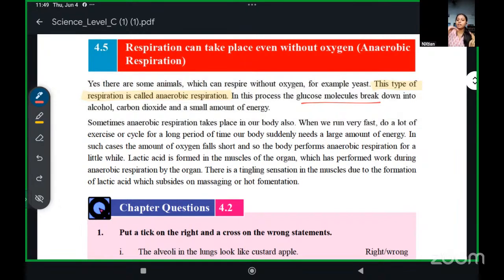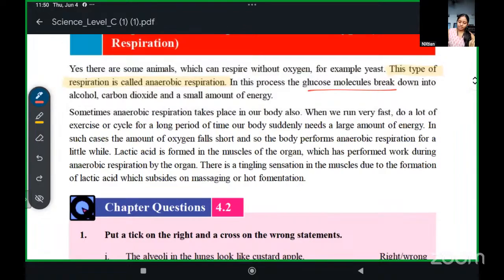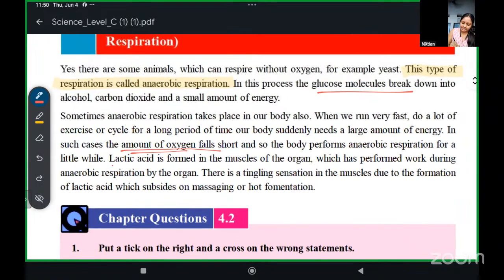So our body tries to breathe rapidly. That is when you feel that your breathing is becoming rapid when you are exercising. So what happens sometimes? The amount of oxygen falls short in our body, because we are unable to get a lot of oxygen when we are doing some major activity. At that time, respiration takes place through lactic acid.